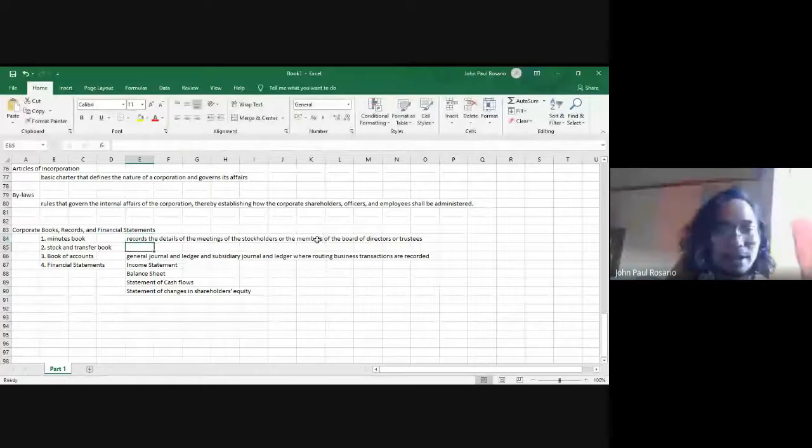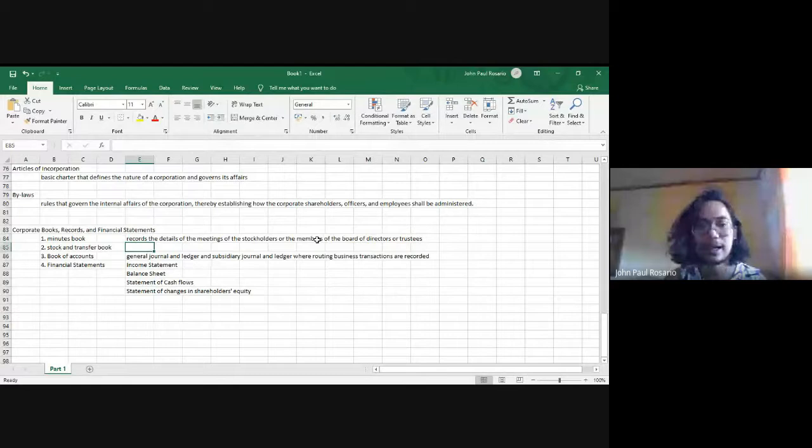For the stock and transfer book, this is where the transfer of shares is recorded. It can be seen here who the latest owners of the stocks are, and also the history of transfers. For example, I transferred my share to Abigail. Then the stock and transfer book will be updated: my ownership will be erased and transferred to Abigail.